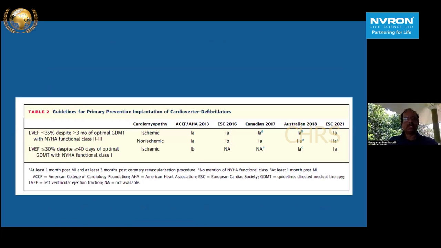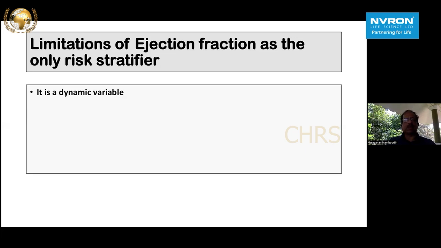Largely this is the recommendation, though there are some variations across the societies. LV ejection fraction less than 35% despite more than 3 months of optimal GDMT, with class 2 to class 3 symptoms: ischemic, it is clearly indicated; non-ischemic, it is class 1A or 1B, generally considered a class 1 indication. Less than 30% despite more than 40 days of optimal GDMT is the MADIT-II subgroup: ischemic, it is class 1B and class A in guidelines. These are the subgroups one should consider for ICD in primary prevention.